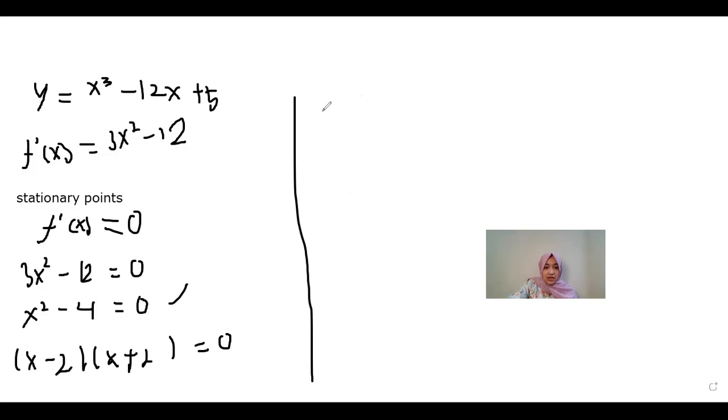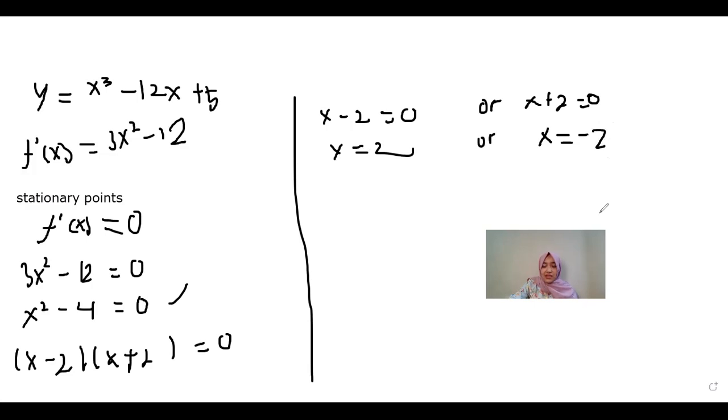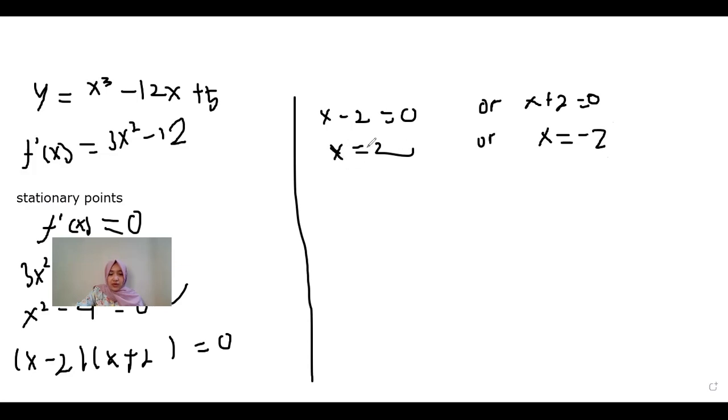Yeah, and the next is we have x minus 2 is equal to 0, or x plus 2 is equal to 0, because here we just want to know the value of x. Then we need to move this number to the right hand side. Remember, when you move the number to the right hand side, we need to change the sign. So x equals 2, or x equals minus 2. We already know the stationary points, which are the x values. But we need to know the coordinates, so we also need to know the value of y by substituting each of those values into the function.